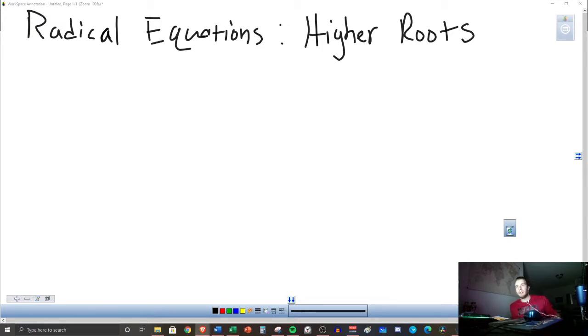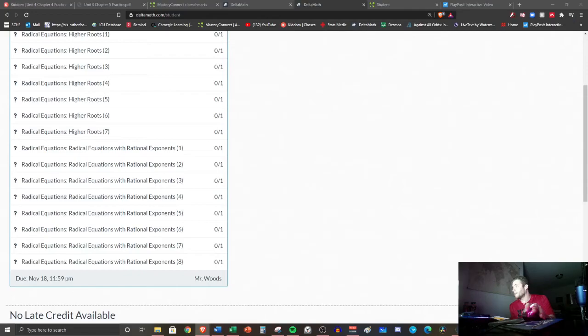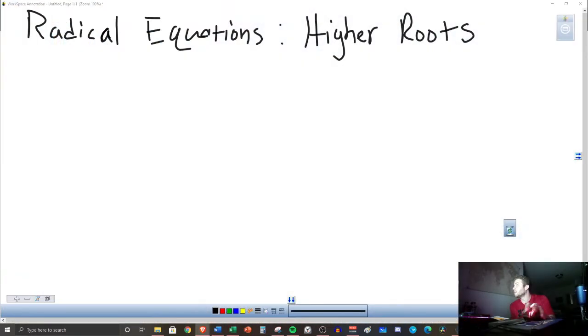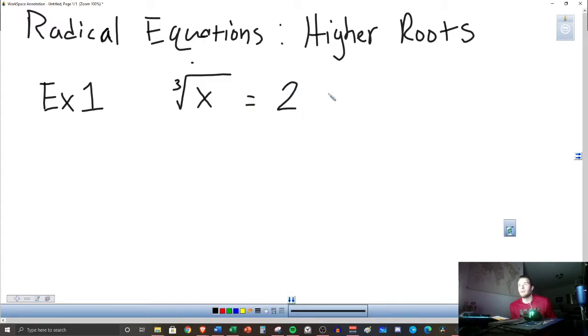So, radical equations with higher roots. We're going to go ahead and look at the first example. Let me pull up my sheet here. Let's just start with something very simple. Example 1: if I want a cube root, which you guys should remember from last year, what a cube root is and how it works. Cube root of x is equal to 2. I'm going to pause the video and I want you to find the value of x that makes that true.